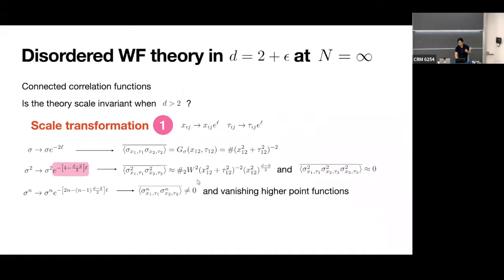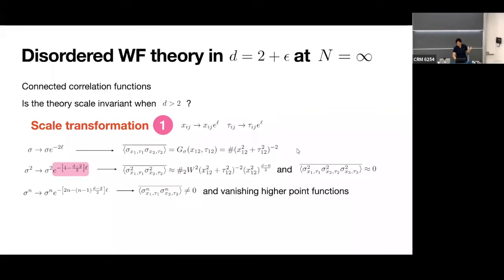And this will keep the two-point function finite, and in the long scale limit, it has scale invariance because other information dies away. What remains in the long scale limit, the scaling limit, is the second term, which is proportional to W squared. So the first term from the clean system dies away. And also for higher point functions, all of them die away in the scaling limit.